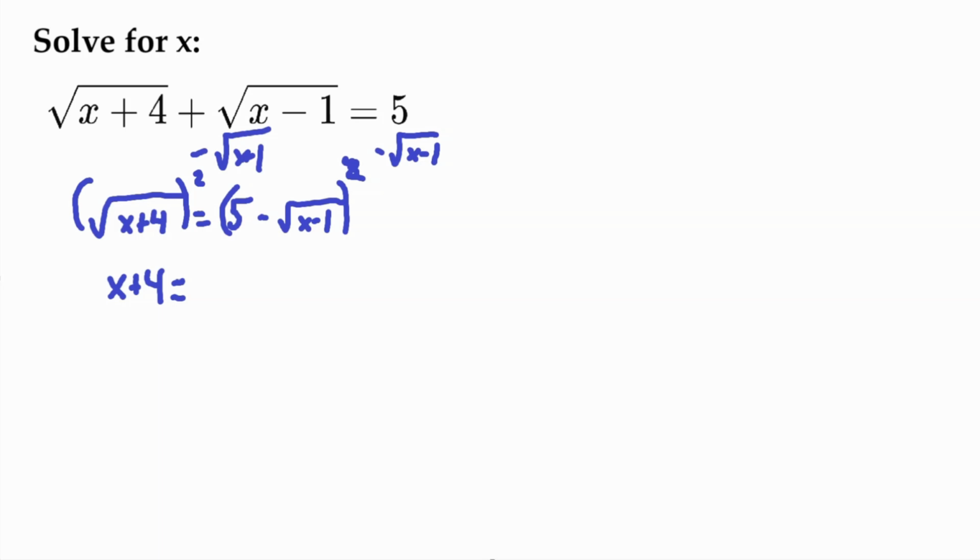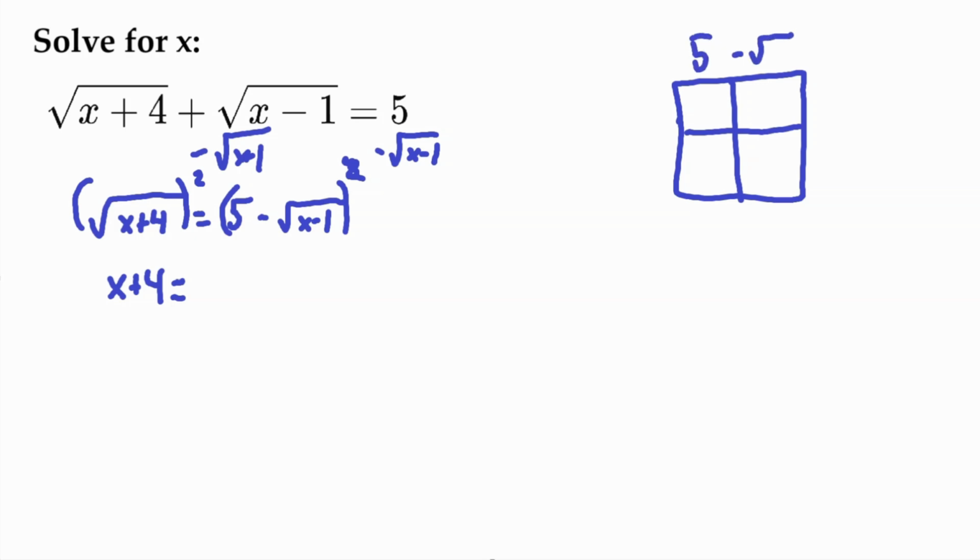Well, let's use the box method. So let's draw a box. And we know that we are going to multiply 5 minus square root of x minus 1 by itself, right? Because that's what squared means. So on the top, I'm just going to put 5 and then minus square root of x minus 1. And then on the left side, I'm going to put 5 and then negative square root of x minus 1. And now in every single box, you multiply the corresponding row and column.